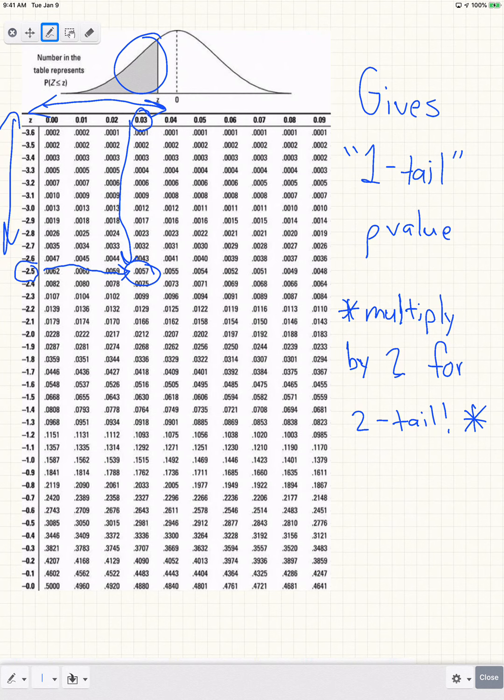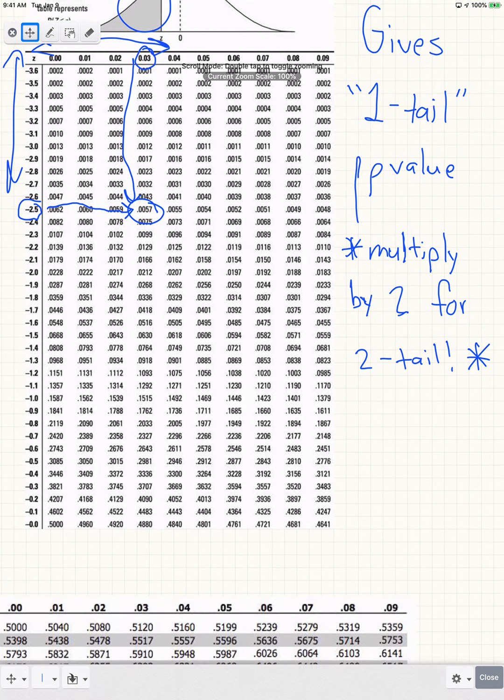However, if it's a two-tailed test, and you know that because when you set up your hypothesis, it says equal to a certain number, not equal to a certain number, and the nature of the problem itself is two-tailed, that means the information you get from here is one-tailed, so you need to multiply whatever you get for your p-value in this chart by 2 to get the p-value for your two-tailed test.